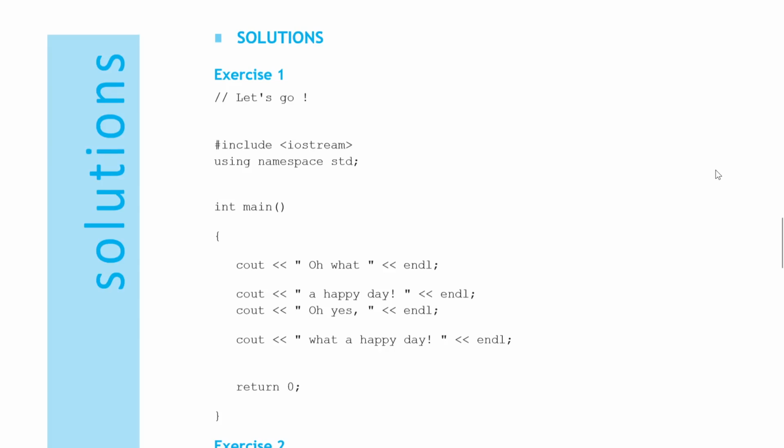Here are the homework solutions for homework number 1, starting with exercise 1. So for this one, you had to print out 4 lines of text with, oh, what a happy day. Oh, yes, what a happy day.